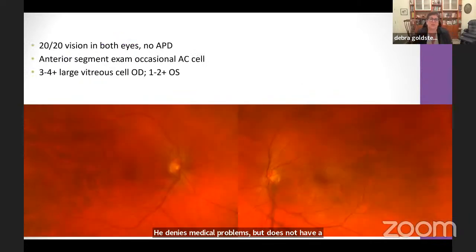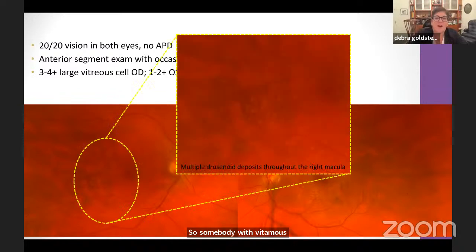So you can see on this picture, well, first, he has 20/20 vision in both eyes, does not have much going on in the anterior chamber, but has 3+ large, very chalky white vitreous cells. And that's really characteristic of PVRL or VRL, is these chalky white cells. And all you can see on these photos is really just these drusenoid changes. So somebody with vitreous cells and drusen, just think about, are these really drusen?